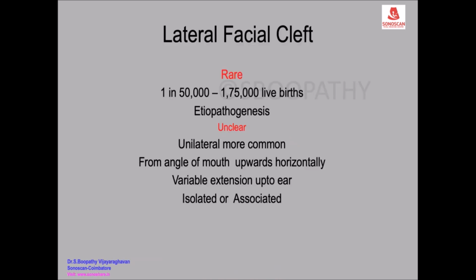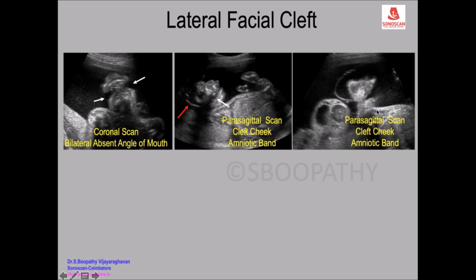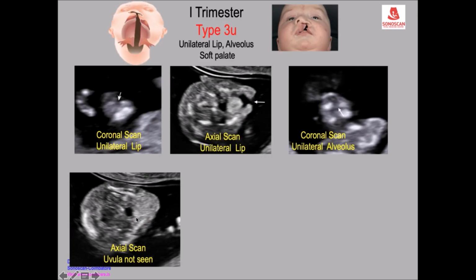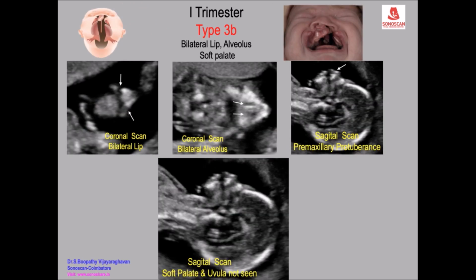It may be isolated or associated with syndromes. You see a thin amniotic band coming and attaching to the cleft. This is a high frequency scan. You see the cleft cheek and you see the amniotic band. In axial scan, you fail to see the uvula, and this is the axial scan. You see the entire cleft.